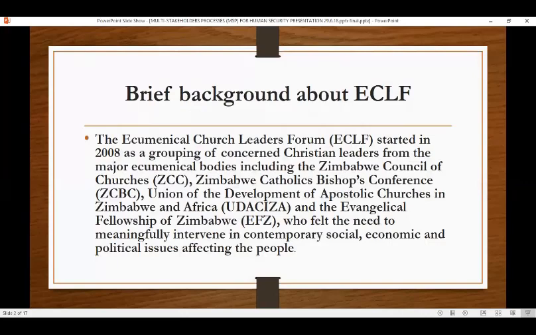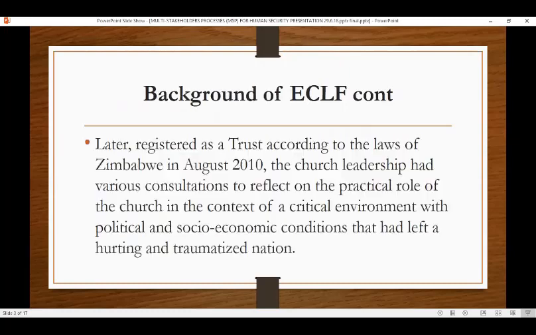Ecumenical Church Leaders Forum started in 2008 as a grouping of concerned Christian leaders from major ecumenical bodies, including the Zimbabwe Council of Churches, Zimbabwe Catholic Bishops' Conference, Union of the Development of Apostolic Churches in Zimbabwe and Africa, and the Evangelical Fellowship of Zimbabwe, who felt the need to meaningfully intervene in contemporary social, economic, and political issues affecting the people. From what John was saying about the issues of human security, it was really necessary for ECLF to come on board. And later in 2010, it was registered as a trust.